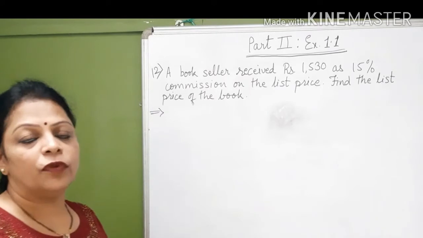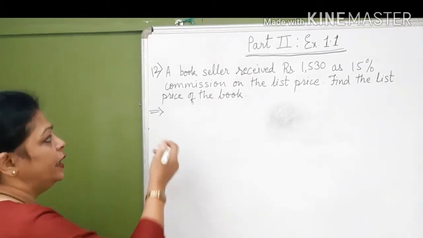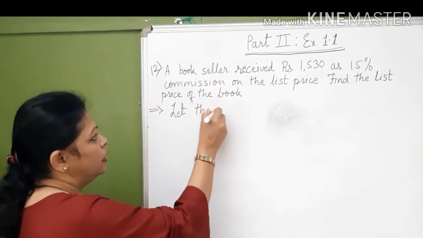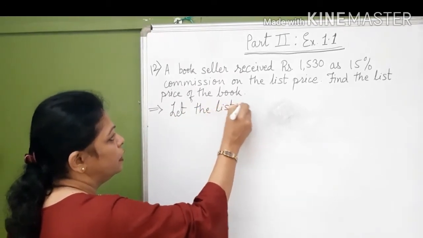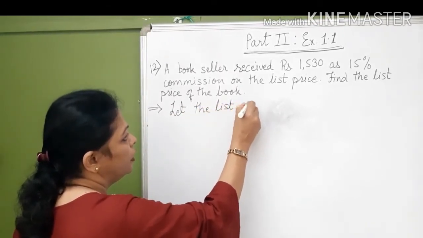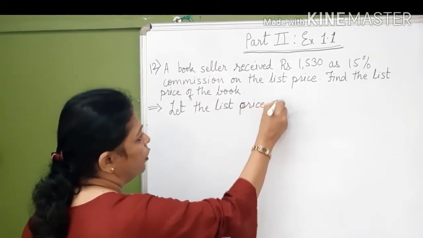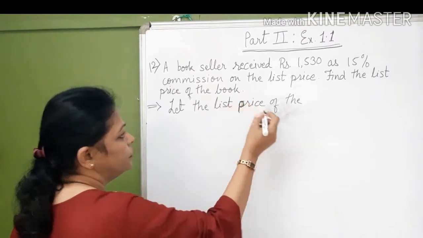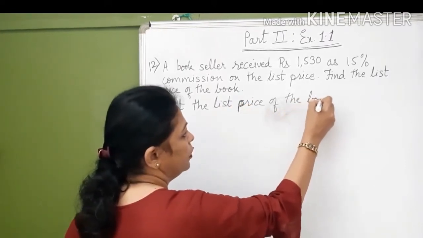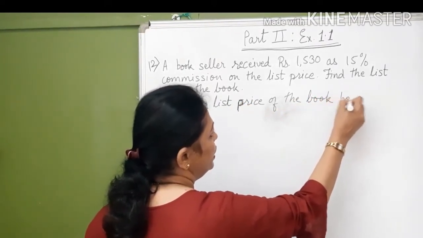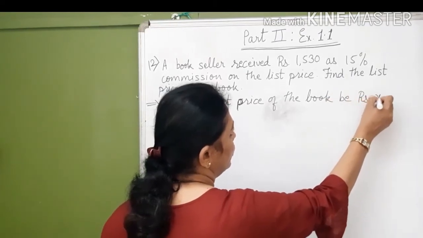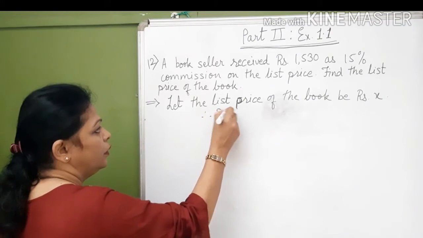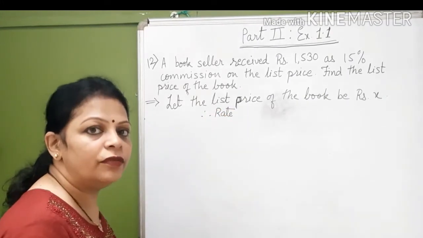So what we can do is, we'll say let the list price of the book be rupees X. Correct? And what is the rate of commission? Rate of commission is 15%.